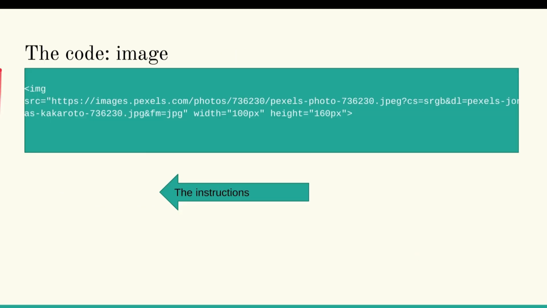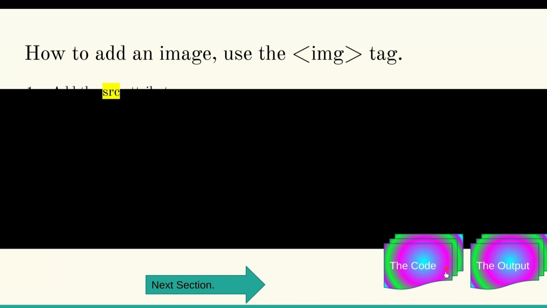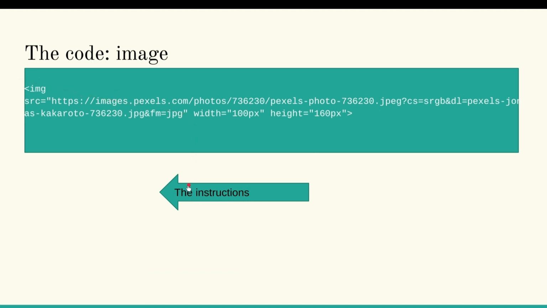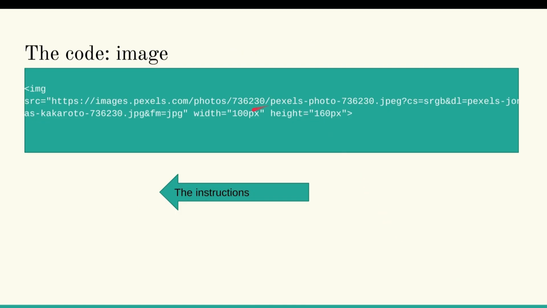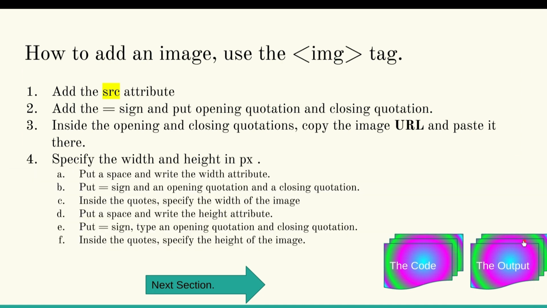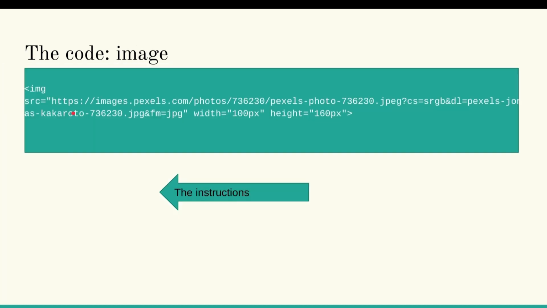So let's see the code right now. It says image, the source, which is the source attribute, equal to, and then quotes with the source, the width attribute equal to 100 pixels, and the height using 160. So let's see the output. You can see it just created the image at 100 by 160, and that's what it did.